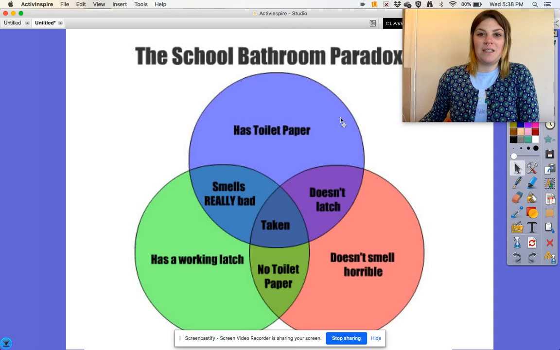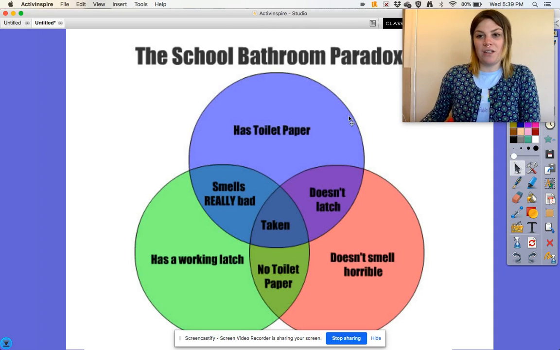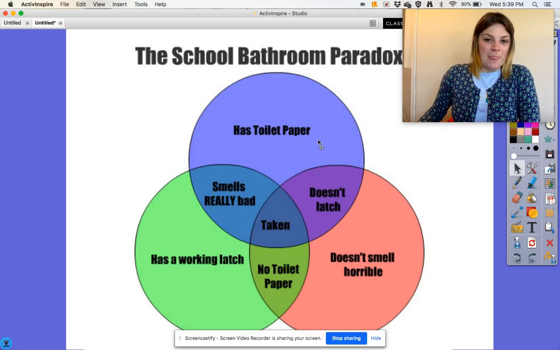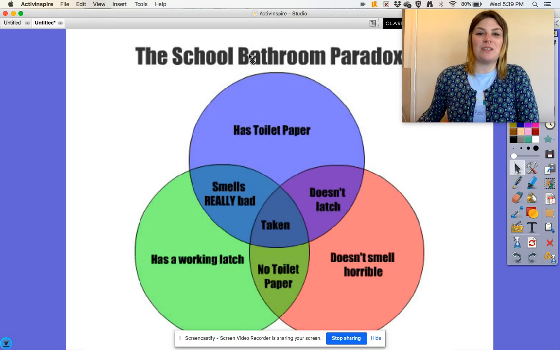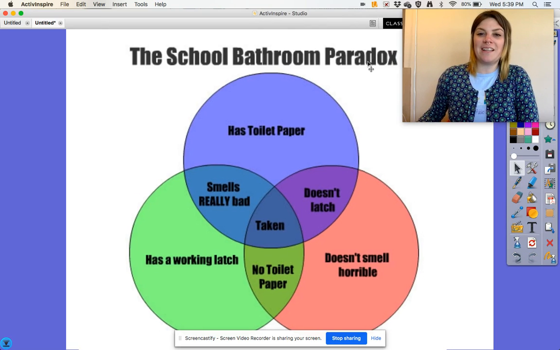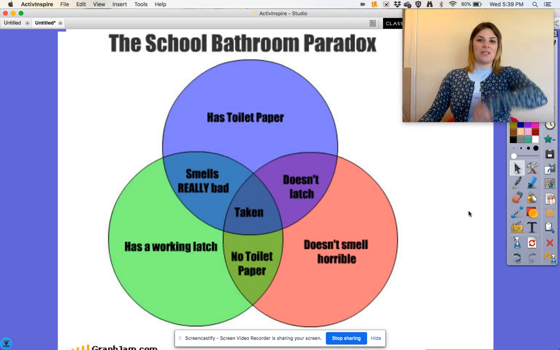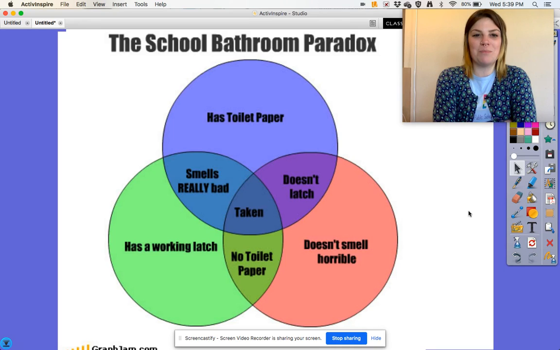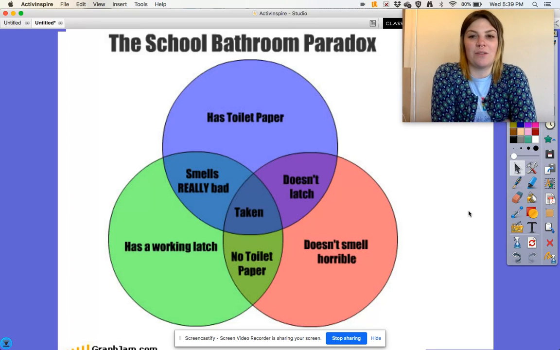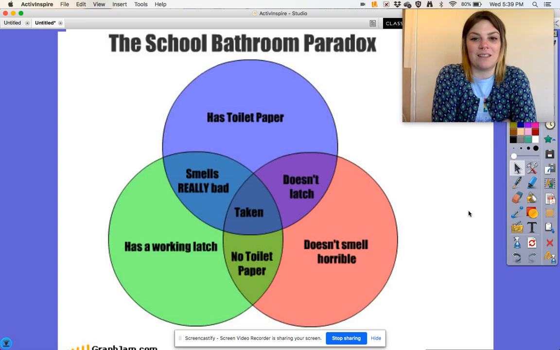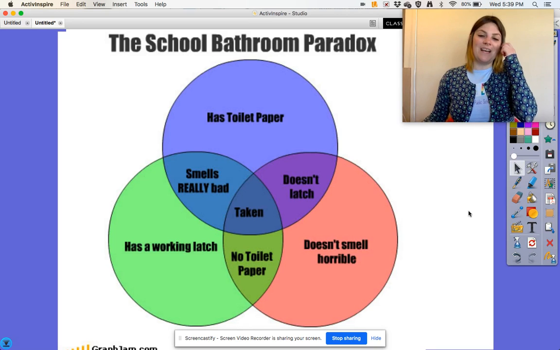So here is one kind of funny Venn diagram, and it's about the school bathroom paradox. Now, I kind of like this one right now because we're not in school. Something teachers have memes about is how it's kind of nice that we can go pee whenever we want because we're not teaching in a classroom, so that's kind of nice.